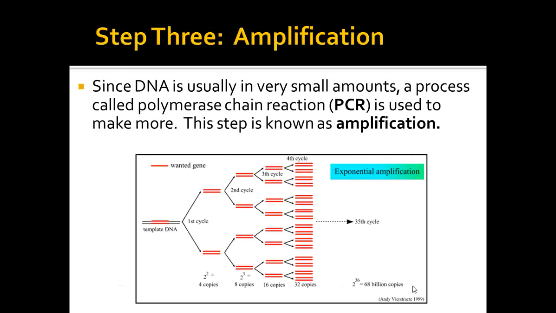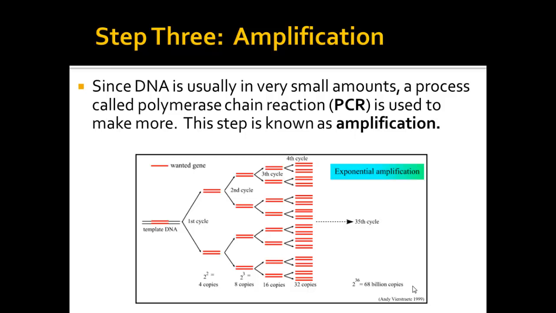Step number 3 is called amplification, and this is where Kary Mullis comes into play. He came up with this procedure of using PCR. PCR is a kind of complicated method, but you do not have to know exactly how it works. But what it does is it amplifies a sample. Amplification just means to copy it. Amplification, though, is the right word.